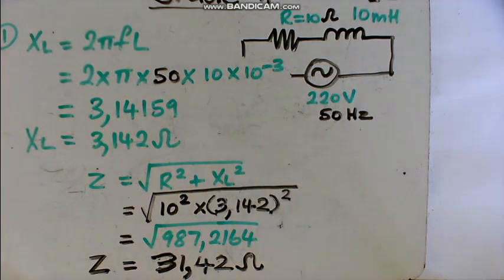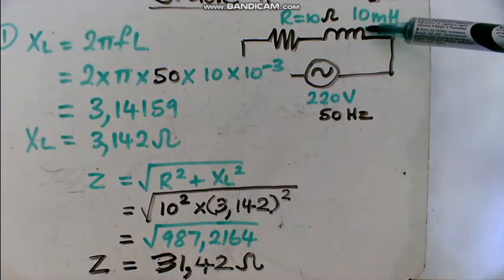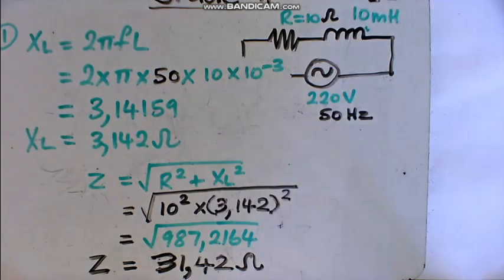So the first question, our goal here is to calculate the current running through the circuit, but now we've calculated the reactance of the inductor. We now combine the reactance of the inductor with the resistor, and collectively this is now our new so-called resistance, which we call impedance. Now we can calculate the current running through the circuit.